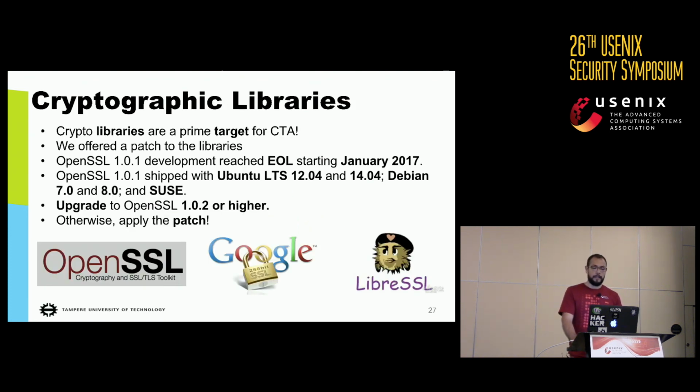So after all that, well, we all know that crypto libraries are a prime target for cache timing attacks. We offer a patch to libraries. OpenSSL 1.0.1 reached end of life at the beginning of this year, so they didn't take our patch. They washed their hands and said we don't offer support to this anymore. BoringSSL had this issue in 2015, but it wasn't an issue anymore when we found it. And LibreSSL, they quickly applied our patch.